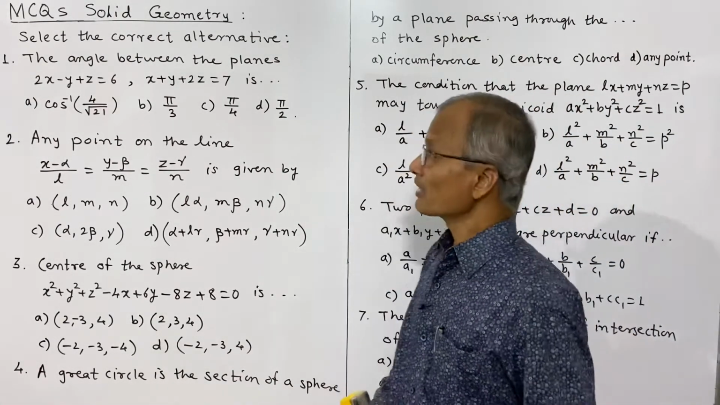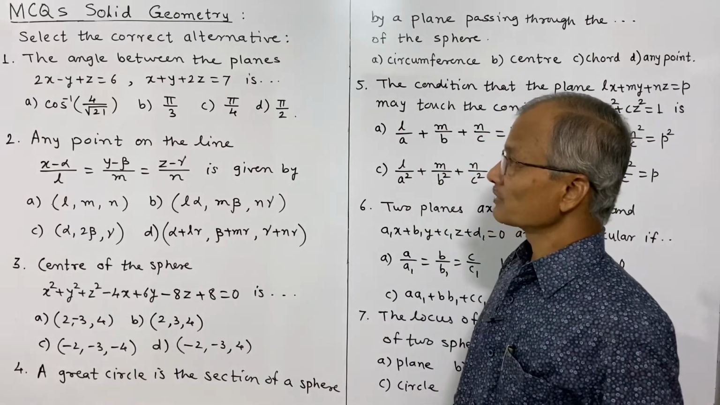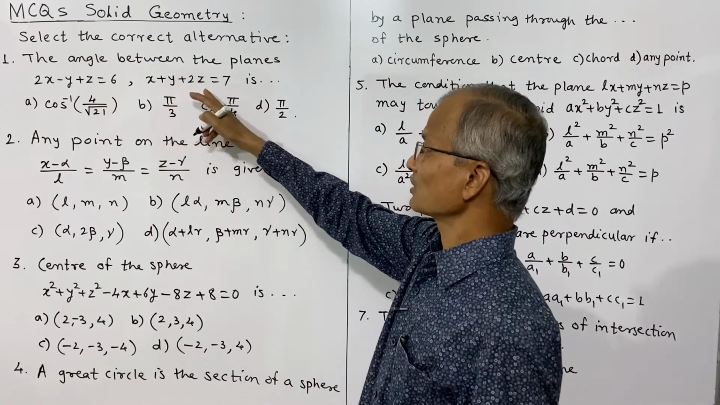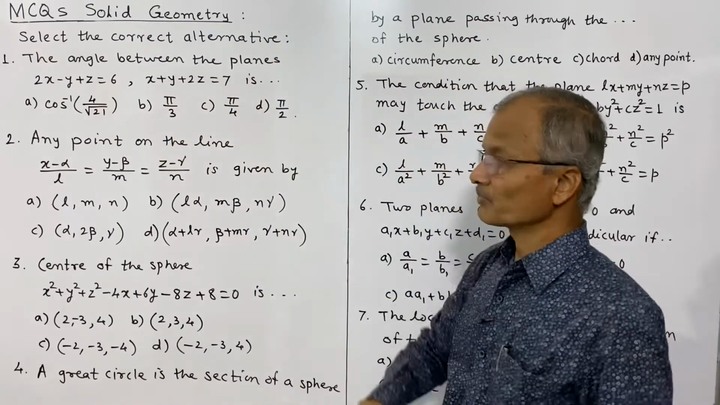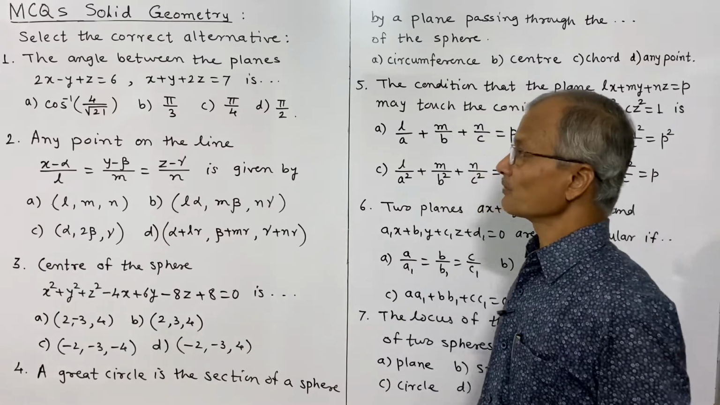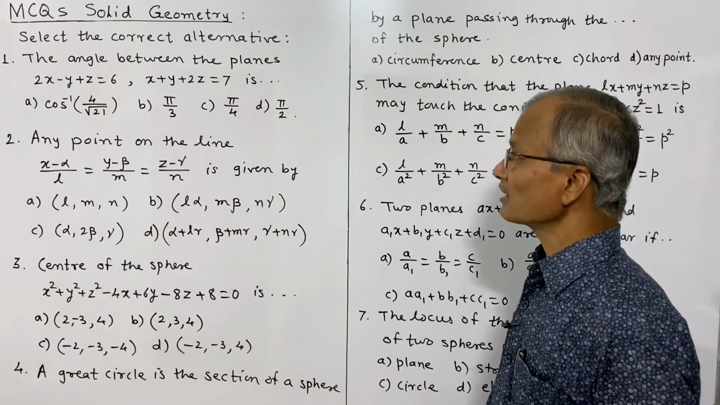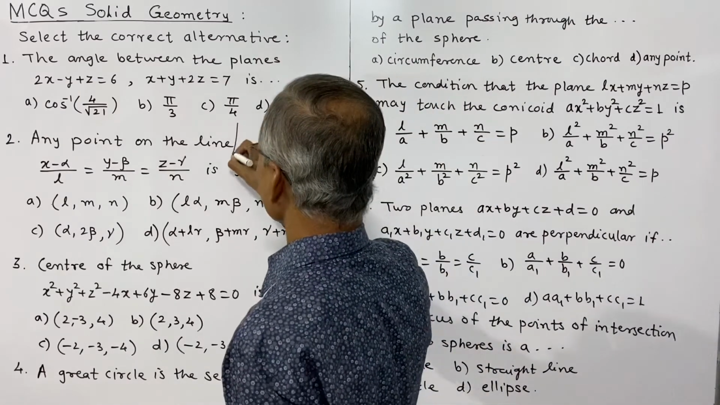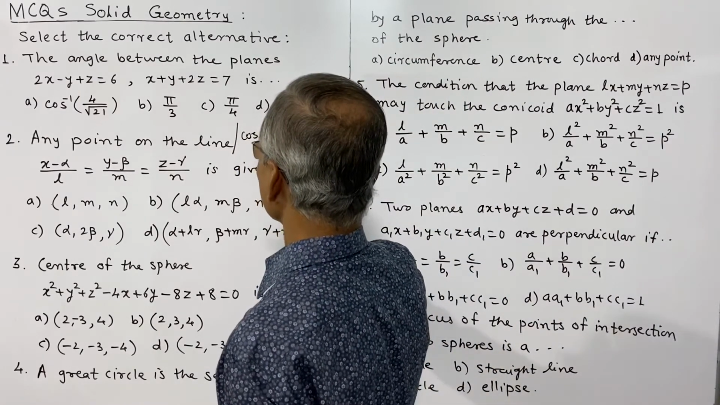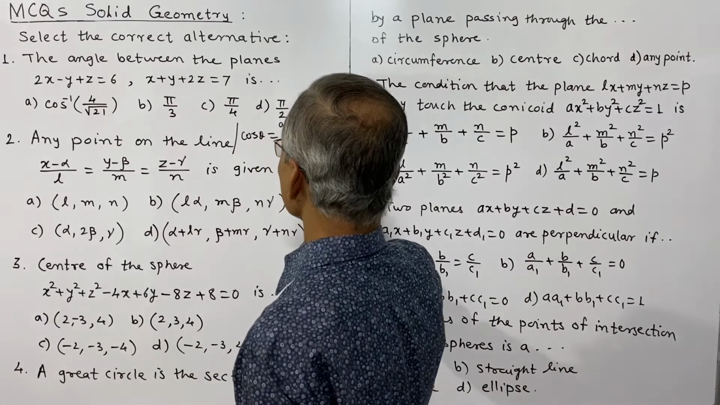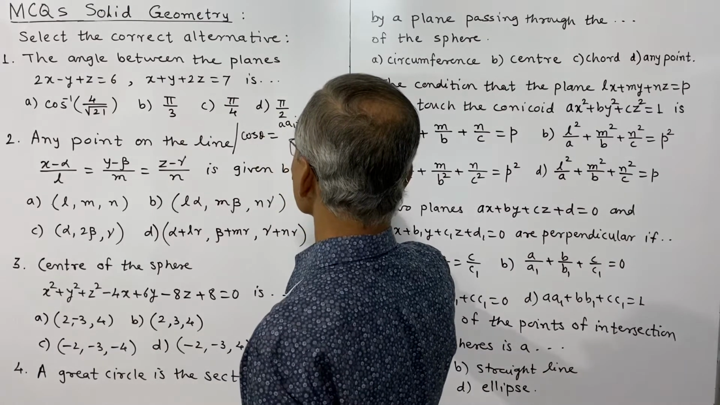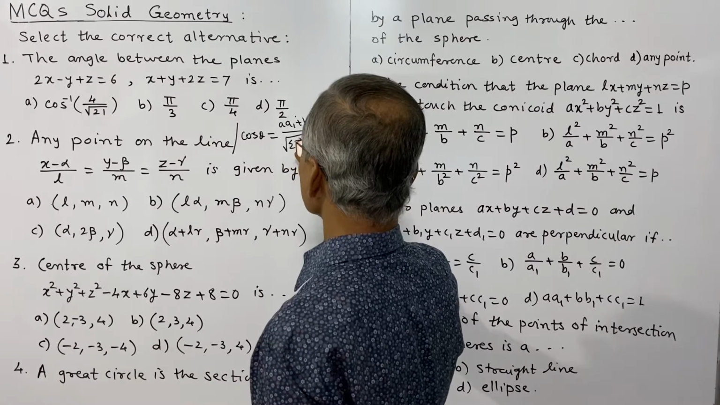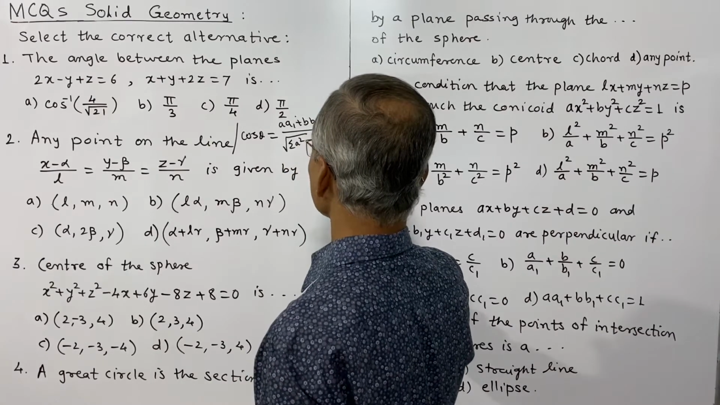The first is the angle between the planes 2x minus y plus z is equal to 6 and x plus y plus 2z is equal to 7, which one? And these are the four alternatives. Actually this is a standard result that we have, and that angle is given by cos theta is equal to AA1 plus BB1 plus CC1 divided by under root of summation of a square, under root of summation of a1 square.